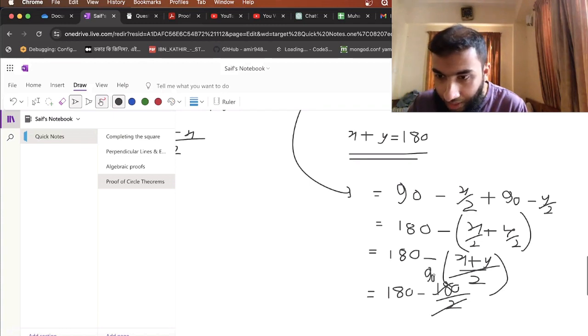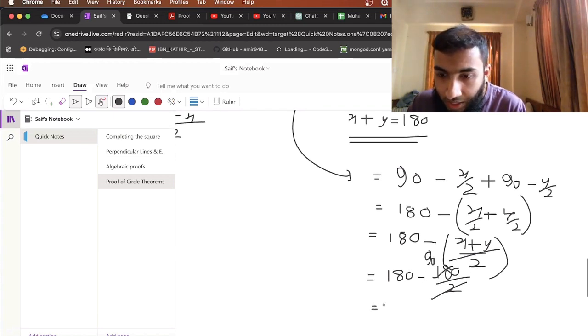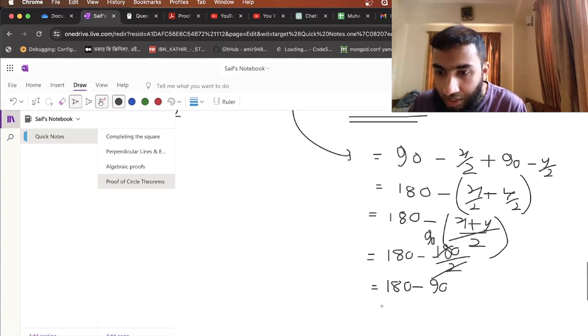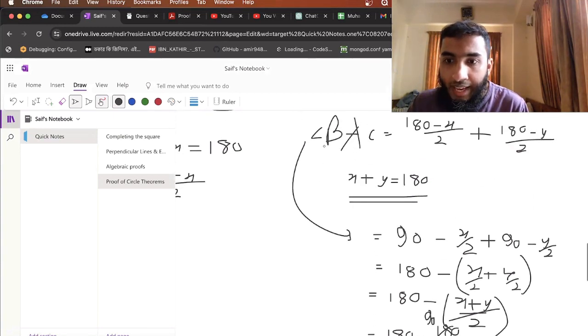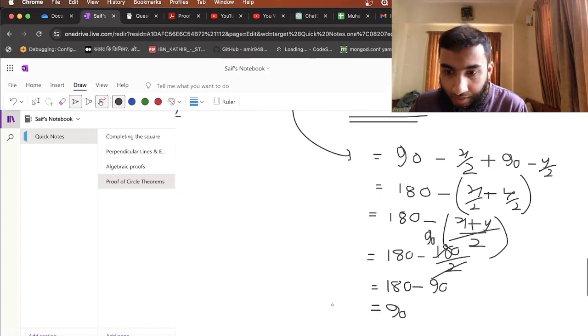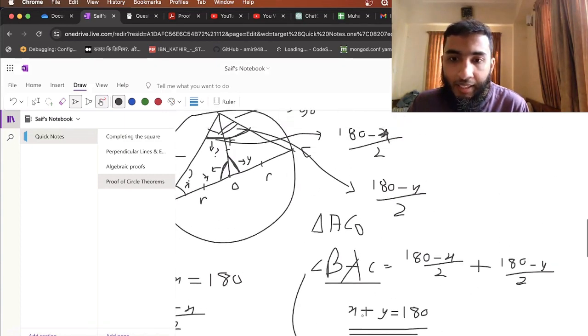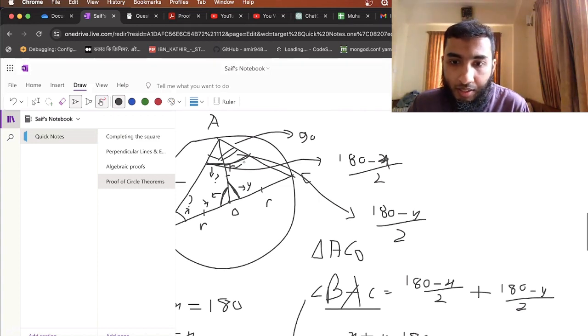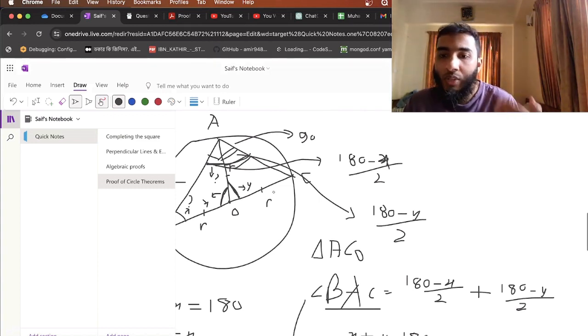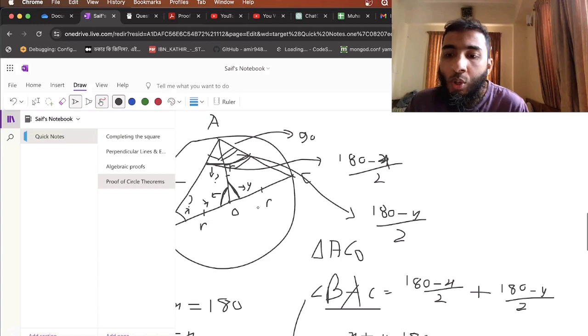So we can also write 180 minus 90, which is 90 degrees. So the angle BAC is 90 degrees. This angle BAC, this is 90 degrees. This is what we had to prove in this theorem.